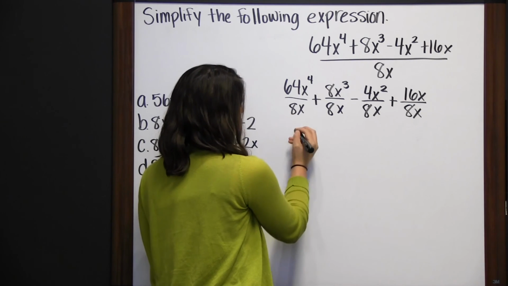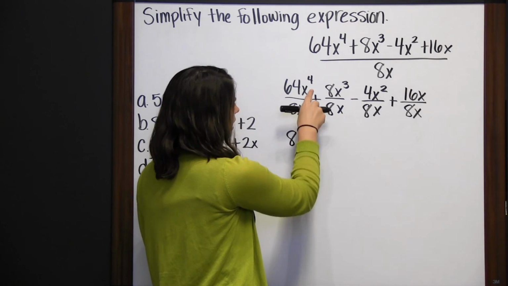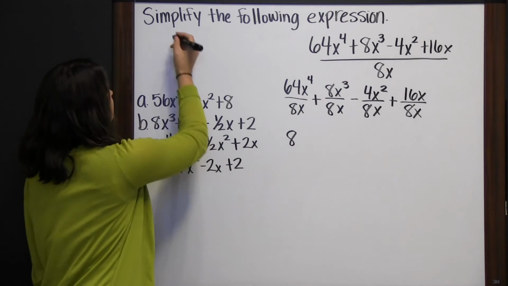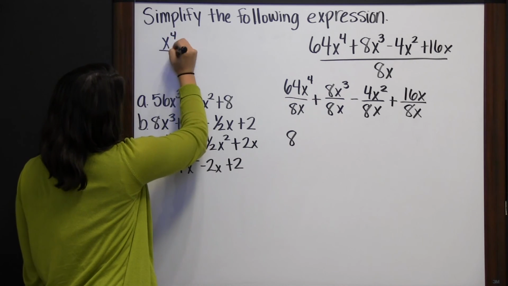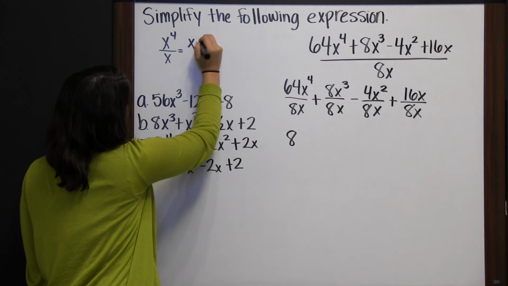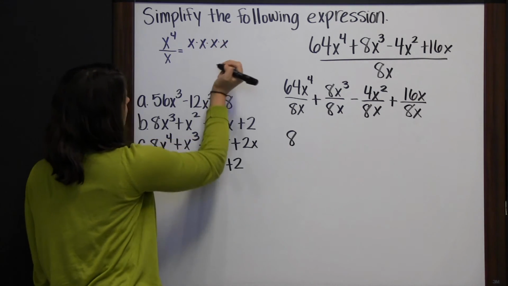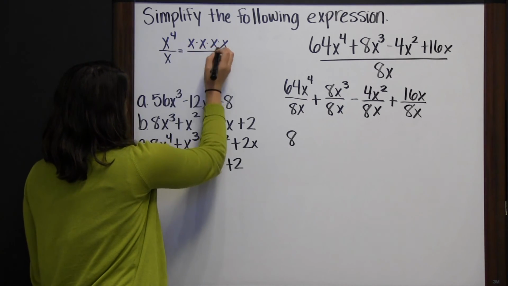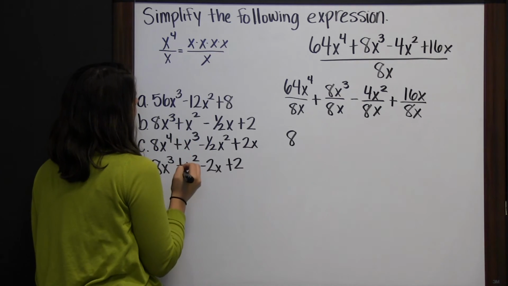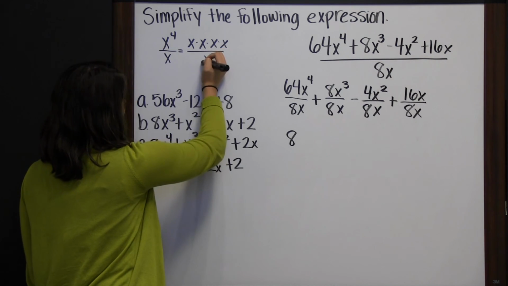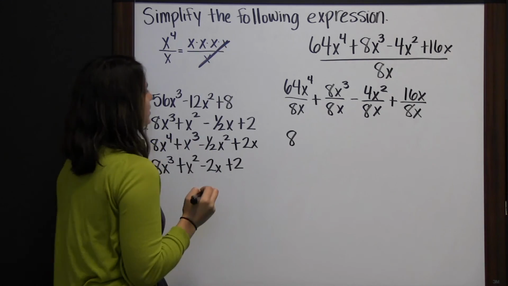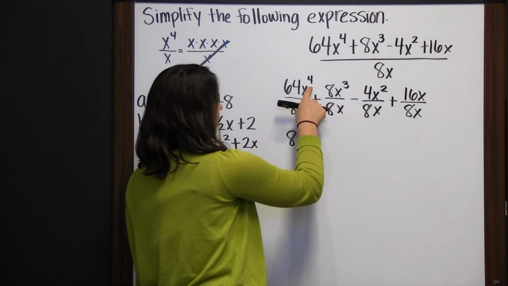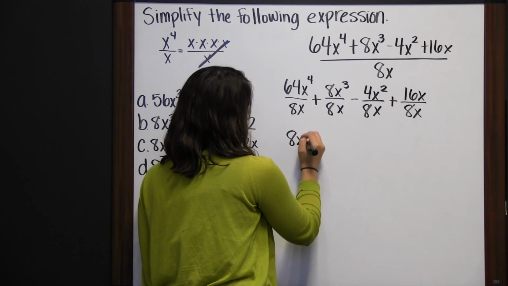64 divided by 8 is 8. And x to the fourth divided by x, well, let's see what that looks like. X to the fourth divided by x is x times x times x times x, x to the fourth, divided by x. X divided by x is 1, so those cancel. And what you're left with is x cubed. So x to the fourth divided by x is x cubed.